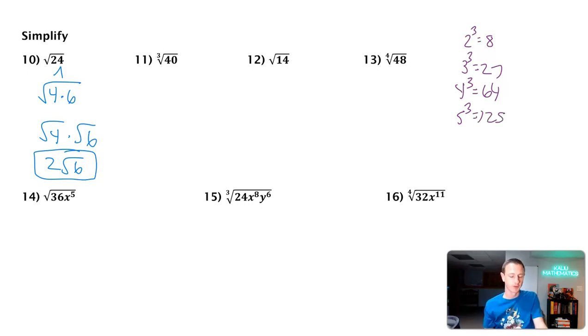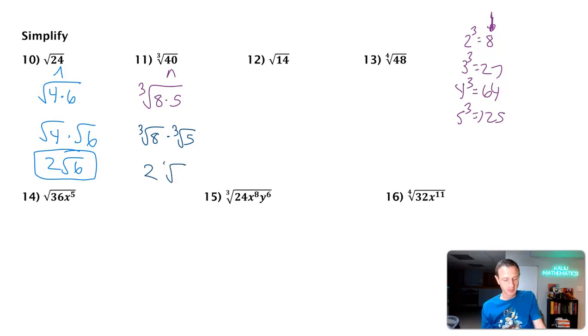So when I'm looking at the cube root of 40, I ask, does any of these numbers go into 40? Is 40 divisible by any of these numbers? And 40 is divisible by 8. So I could rewrite 40 as the cube root of 8 times 5. So then I see the cube root of 8 times the cube root of 5. Cube root of 8 is 2 times the cube root of 5. And I can't do anything with the cube root of 5, so I just leave that as cube root of 5.